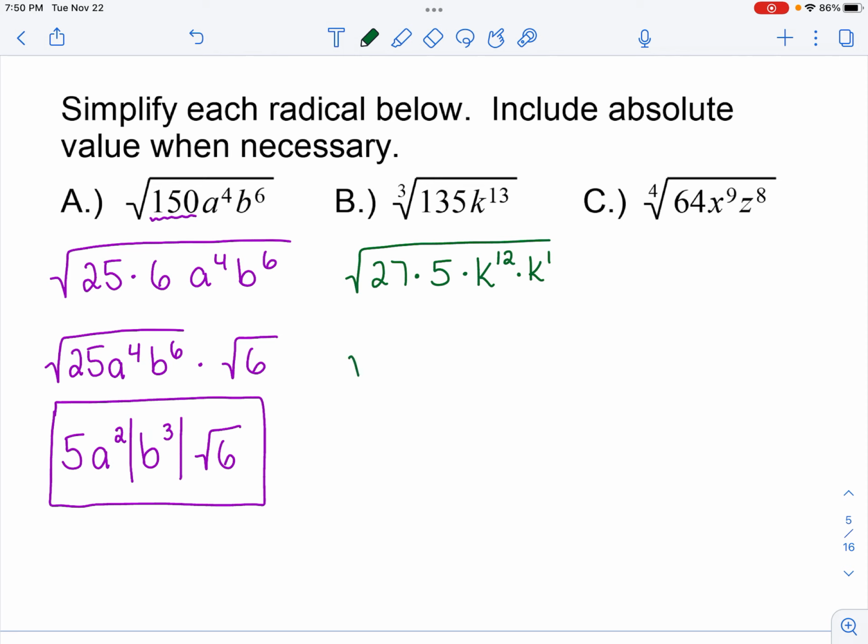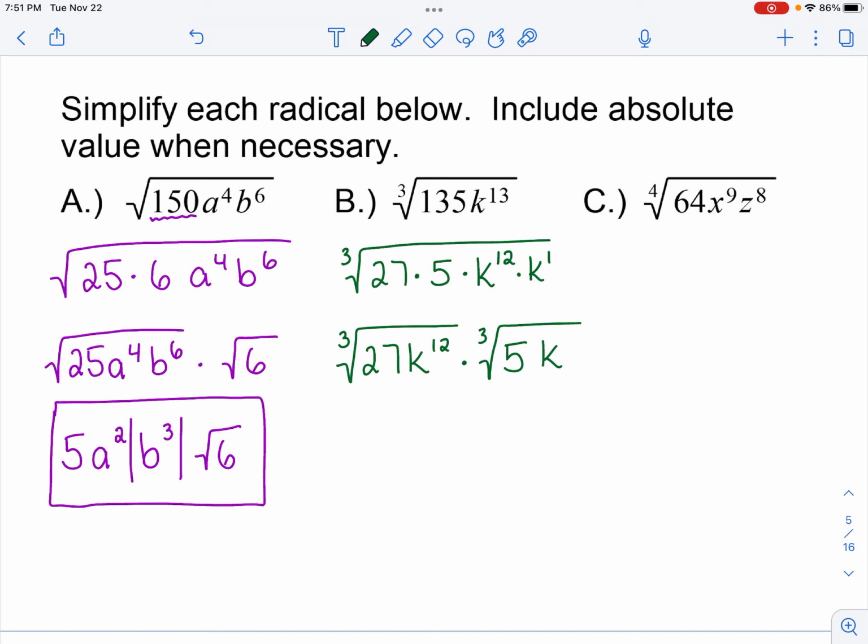Okay, so now I'm going to split. Oh, sorry, I forgot to write the index here. Don't lose track of that index. I'm good at losing track of my index sometimes, so word to the wise, write the index first. All right, I've got a 27 and k to the 12th. Those are both perfect cubes. And then I've got a 5 and a k to the first, which I don't really need to write, so I'm going to get rid of it.